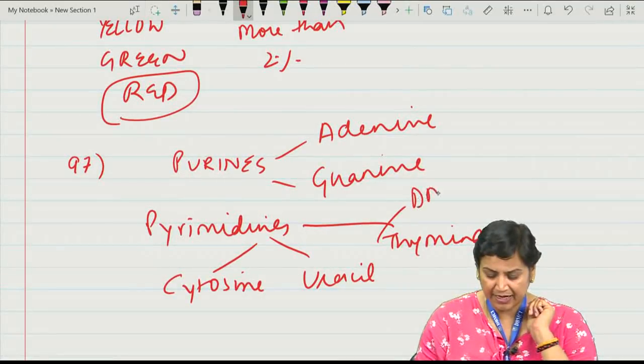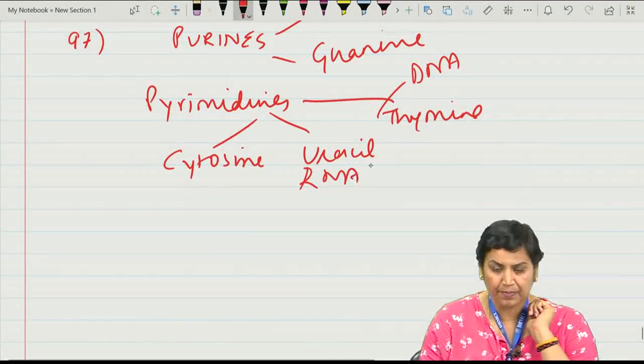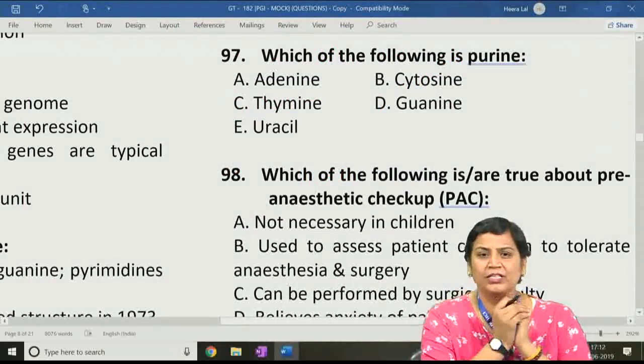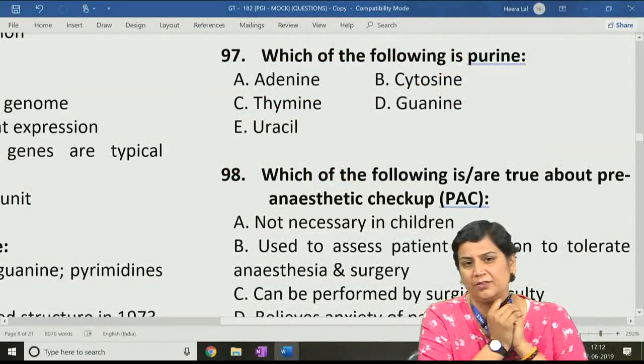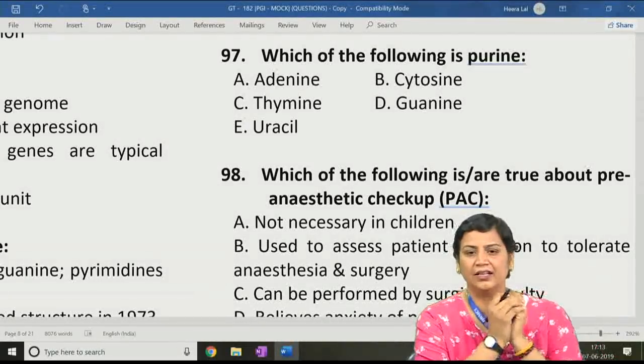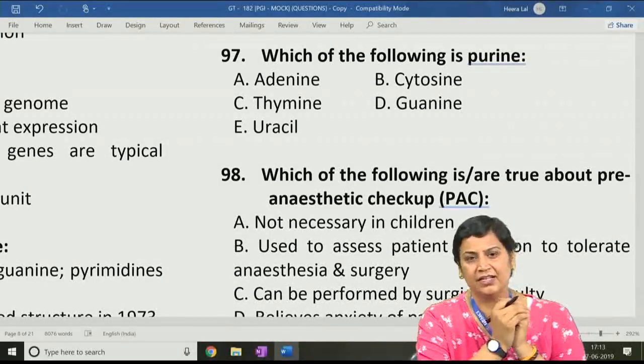Thymine is present in DNA and uracil is present in RNA. Right. Now the question says, which of the following is a purine? Adenine and guanine. Because cytosine, thymine and uracil are what? They are the pyrimidines. And uracil is present in RNA and thymine is present in DNA.